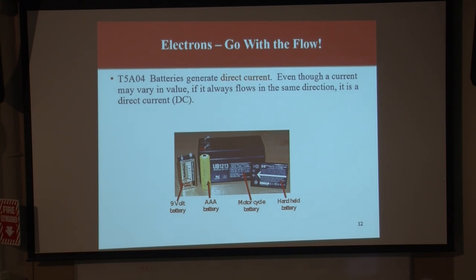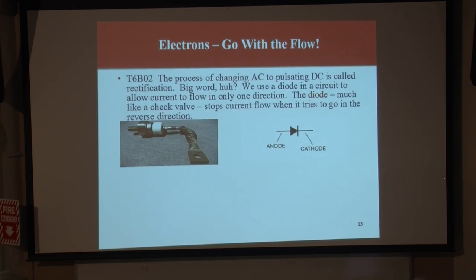Batteries generate direct current. Even though a current may vary in value, it always flows in the same direction. It is a direct current, better known as DC current. The process of changing AC to pulsating DC is called rectification. It's a big word.